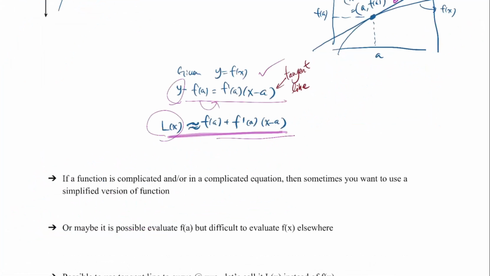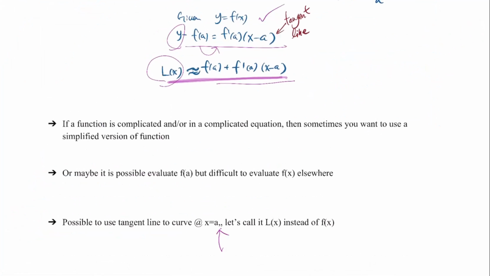So do me a huge favor and write these three things down. So when do we use these things? Well, if a function is complicated, or if a variable is in a complicated equation, then sometimes you want to use a simplified version of the function. Or maybe it is possible to evaluate f of a, but difficult to evaluate f of x elsewhere. And it's also possible to use the tangent line. We just did that. A curve at x equal to a. And let's call it L of x instead of f of x.